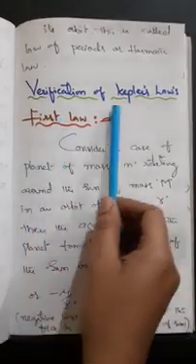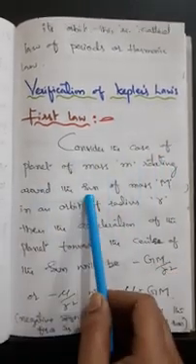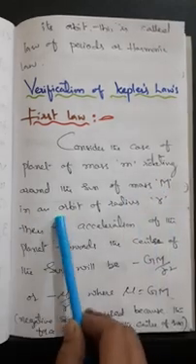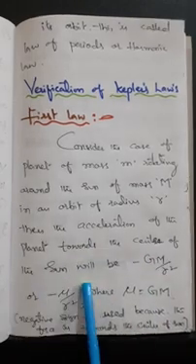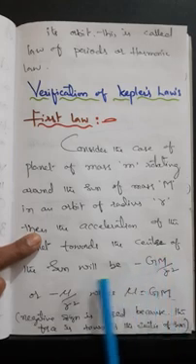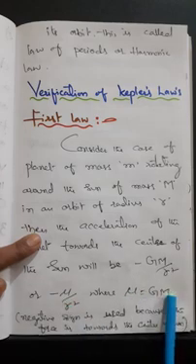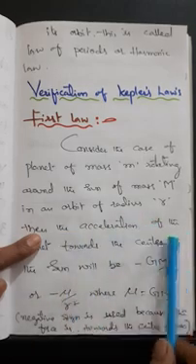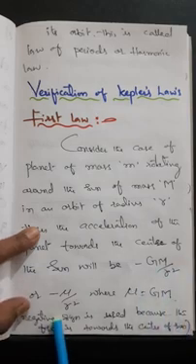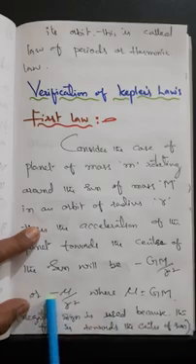For the verification of Kepler's first law, consider a planet of mass m rotating around a sun of mass M in an orbit of radius r. Then the acceleration of the planet towards the center of the sun will be -GM/r². G and M are constants, replaced by a single constant mu, that is -mu/r², where mu is equal to GM. This is the radial acceleration of the planet towards the sun. The negative sign is there because the force is towards the center of the sun.